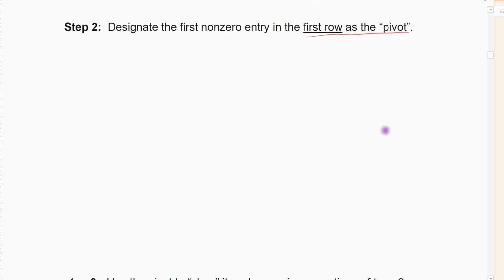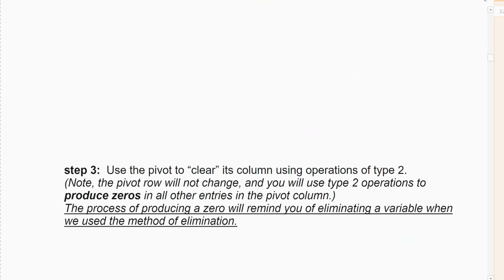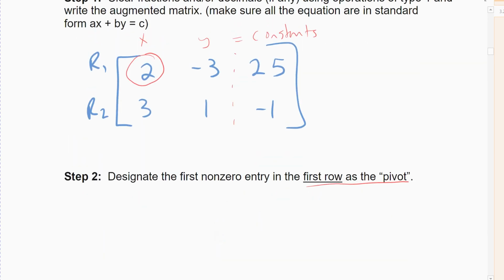And so what we do in the next step is we're going to use the pivot to clear the column. So we're going to clear all of the x values that aren't the pivot. We're going to produce zeros. And this will remind you of the elimination method when we set that up. And so what I'm doing in words is I want to eliminate this x term. Right? There's a 2x and a 3x. I want to eliminate the x part. I want to keep the 2x, and get rid of the 3x.